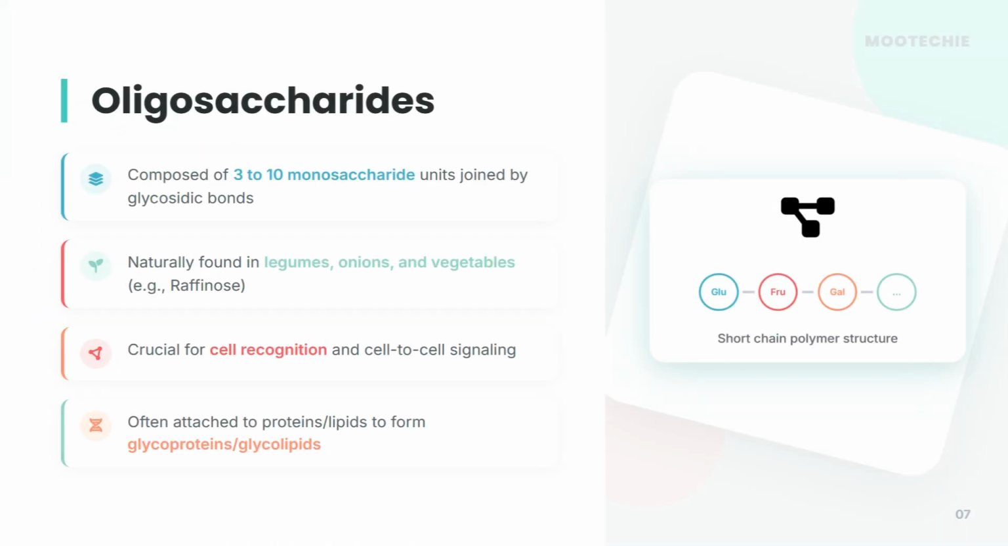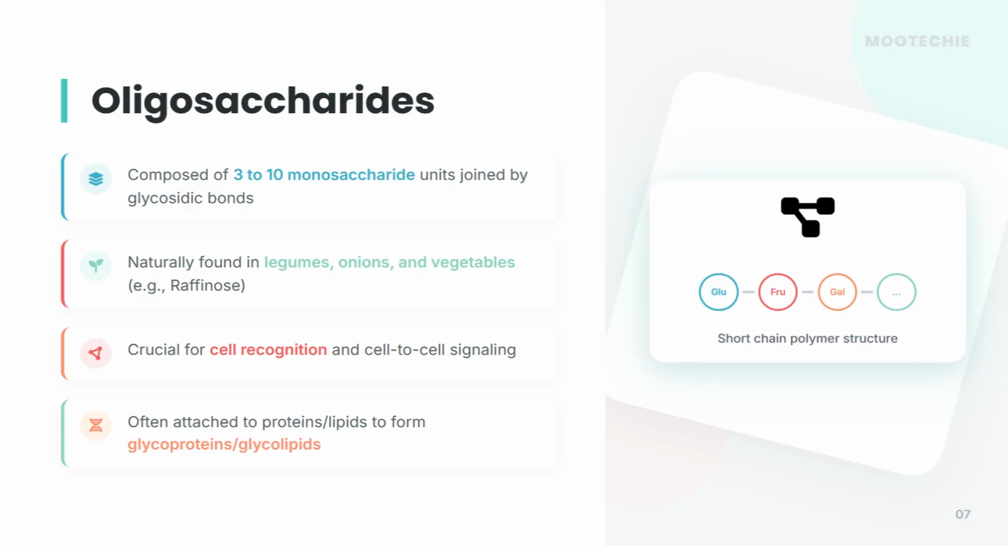Coming up, we have oligosaccharides. These are composed of 3 to 10 monosaccharide units joined together by glycosidic bonds. They are naturally found in foods like legumes, onions, and other vegetables, with raffinose being a common example. They play a crucial role in cell recognition and cell-to-cell signaling.